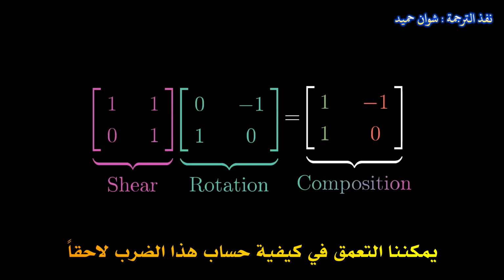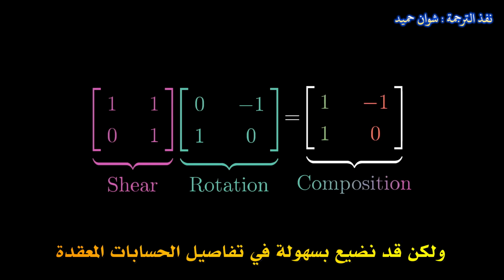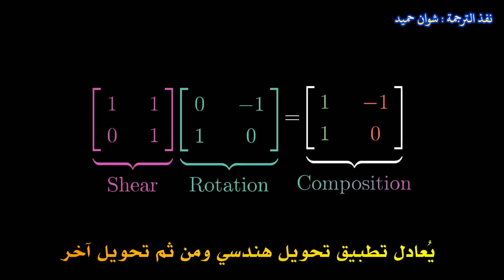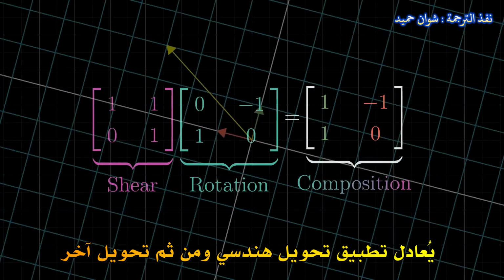We can think about how to compute that product more generally in just a moment, but it's way too easy to get lost in the forest of numbers. Always remember that multiplying two matrices like this has the geometric meaning of applying one transformation, then another.